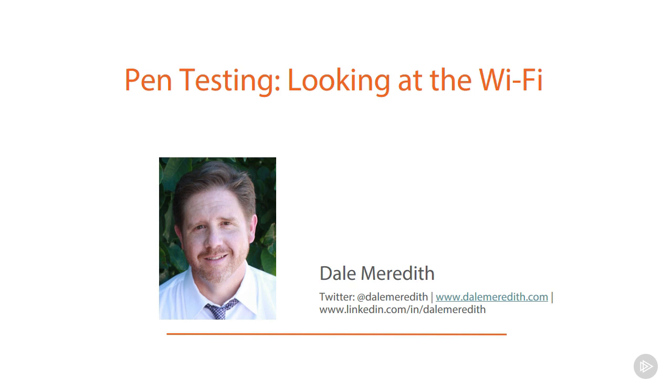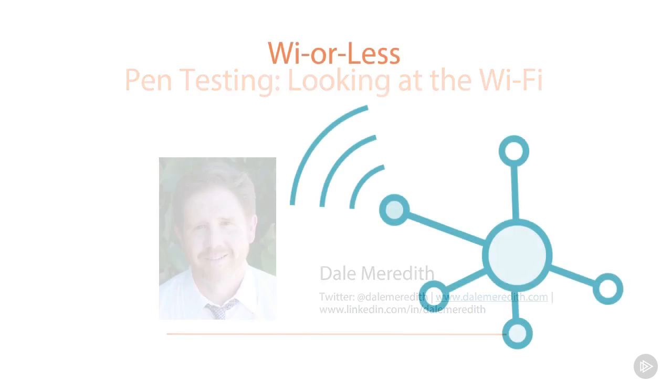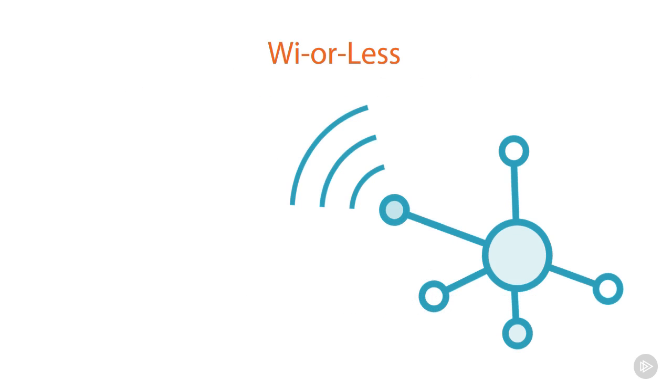So now let's take a look at the Wi-Fi environment, because most companies today are running Wi-Fi. It's extremely prevalent no matter where we go, and yet it's typically overlooked as a vector. In this module, we'll go through and take a look at why or less.